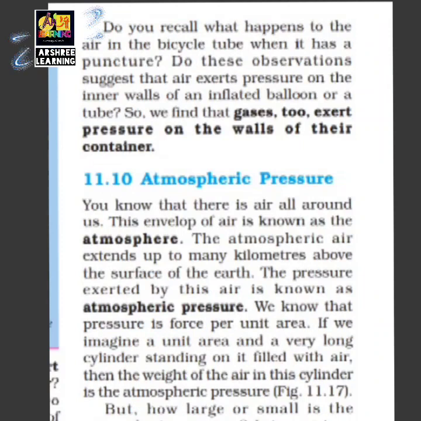In these situations, when you fill air in a balloon, the size of the balloon increases. So what does this show? Do these observations suggest that air exerts pressure on the inner walls of a balloon or a tube? Yes, when you fill air in a balloon, the air exerts pressure on the balloon outwards. When we fill air in the tube, it exerts pressure on the walls of the tube.